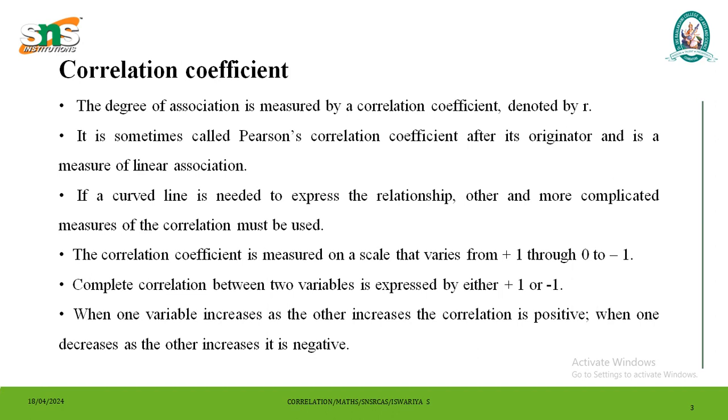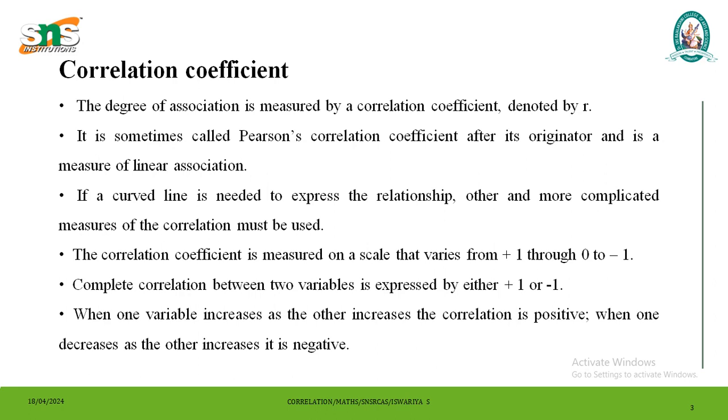Correlation coefficient. The degree of association is measured by a correlation coefficient that is denoted by small r. It is sometimes called Pearson's correlation coefficient after its originator and is a measure of linear association. If a curved line is needed to express the relationship, other and more complicated measures of correlation must be used.